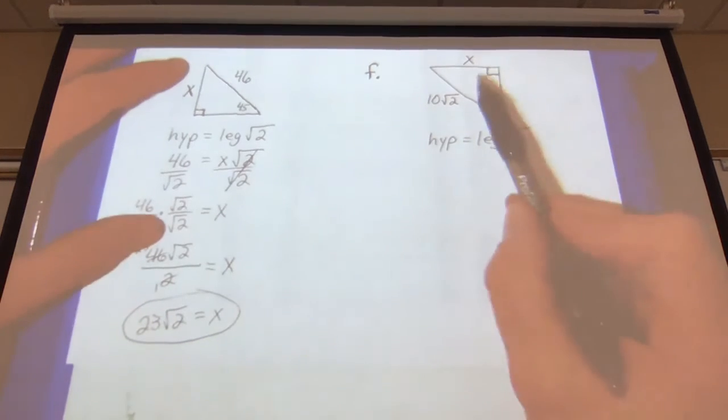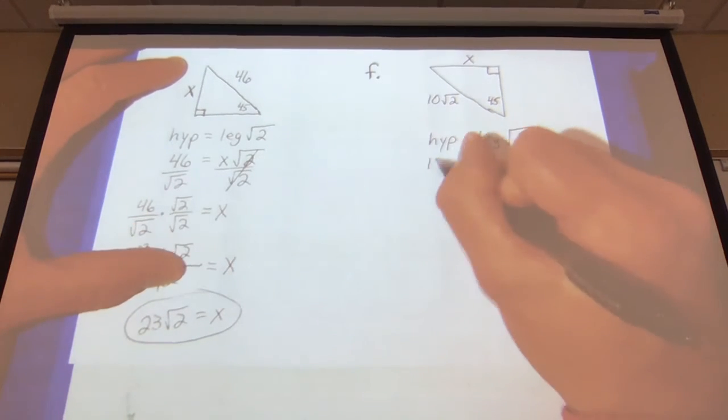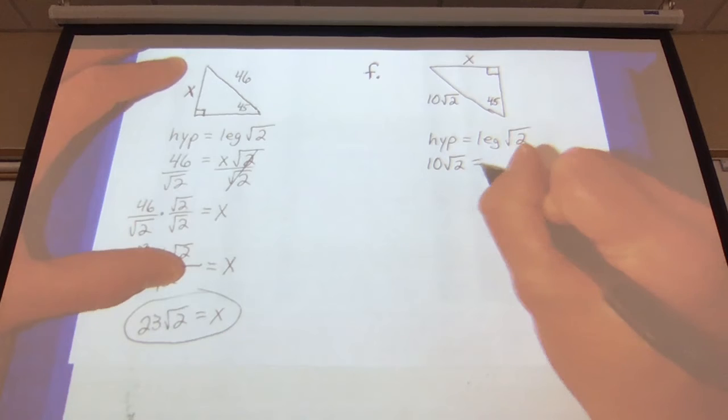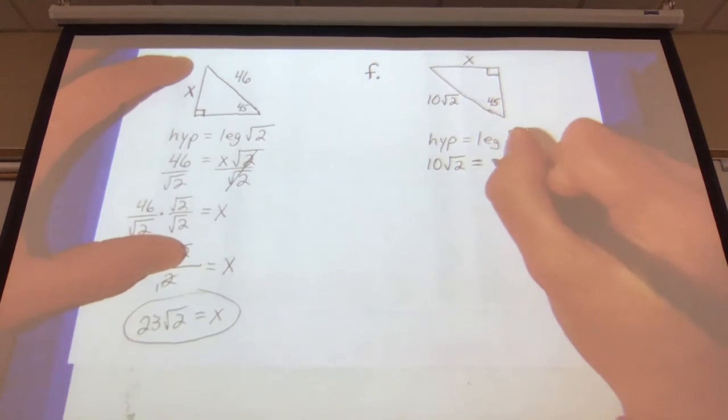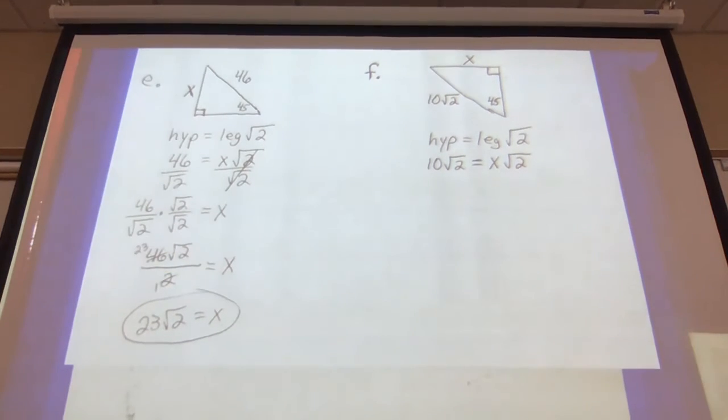And then we can start putting our parts in. Hypotenuse is 10 times the square root of 2. Got your equal sign. The leg on this one is going to be x. And don't forget the square root of 2 behind it. Now it looks a little bit different, but we're going to do it the exact same way.